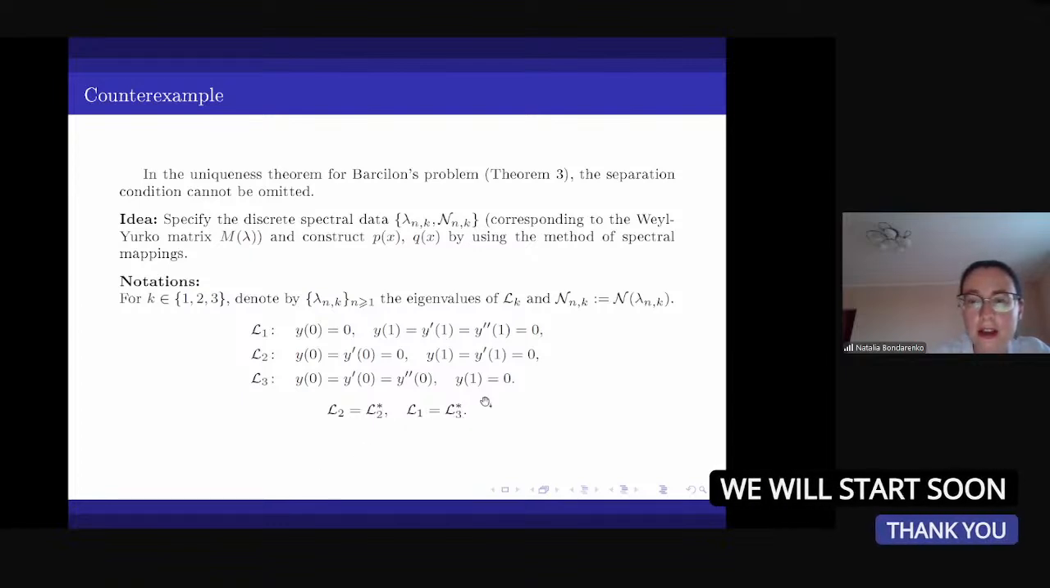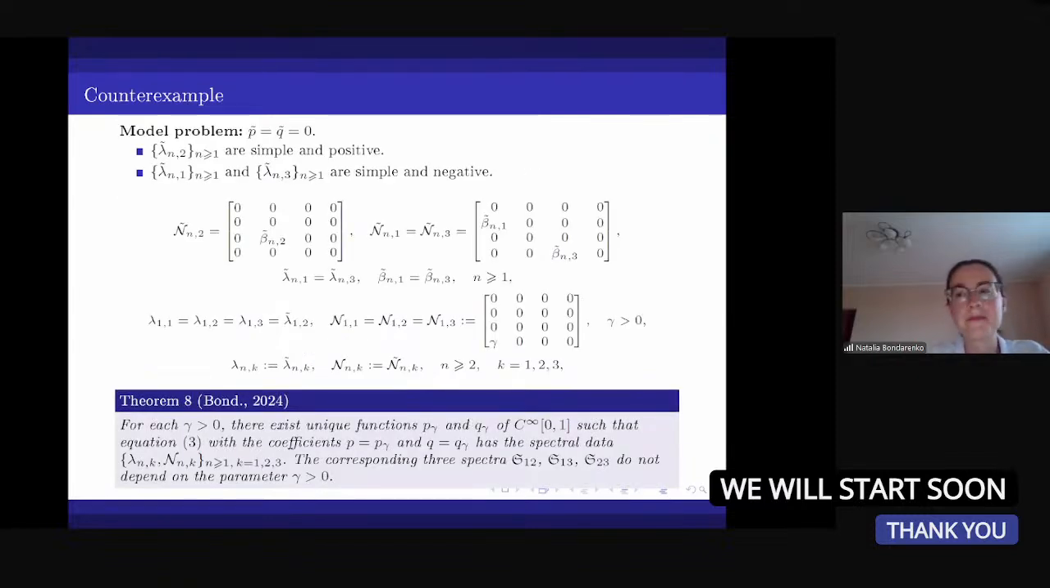This notation N and K is used for the corresponding weight matrix. And if P and Q are real valued, then it can be easily seen that the problem L2 is self-adjoint, and L1 and L3 are adjoint to each other.